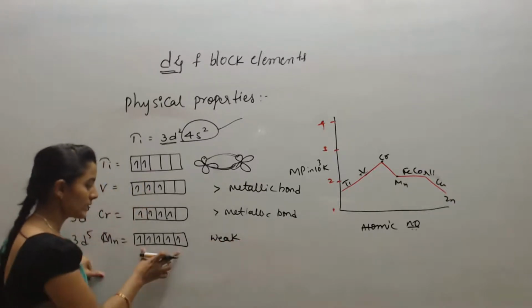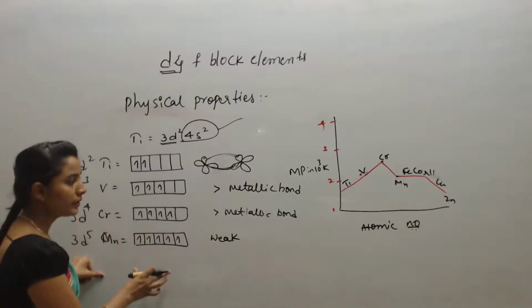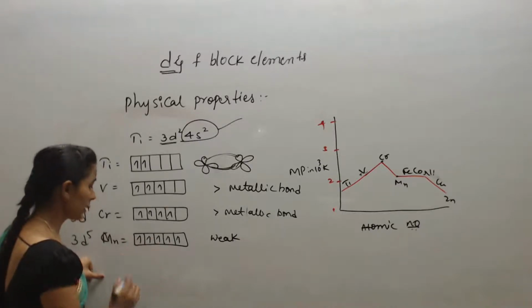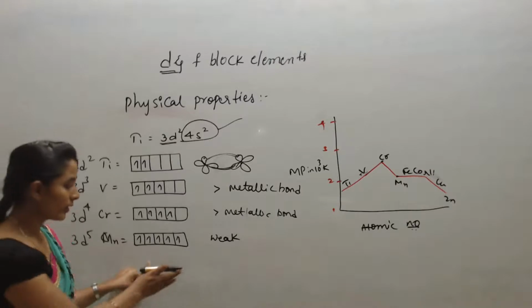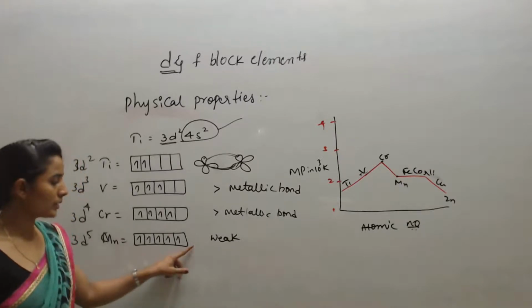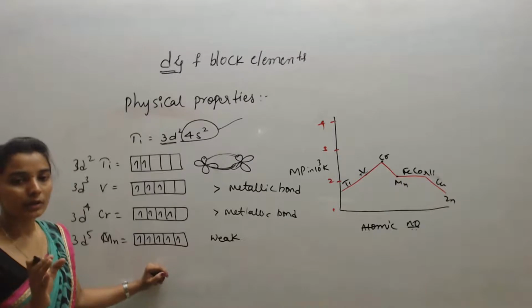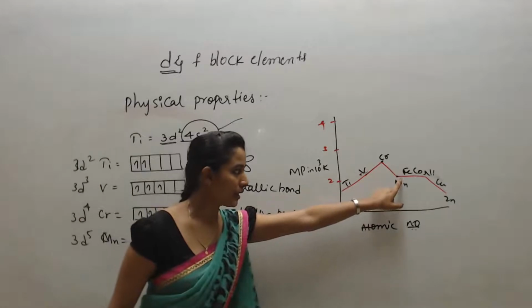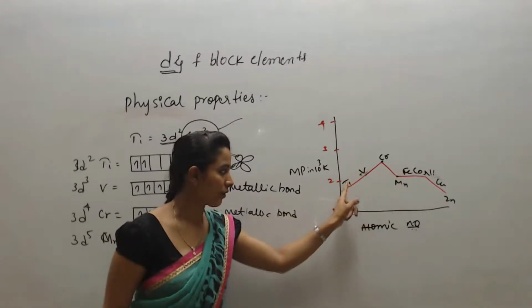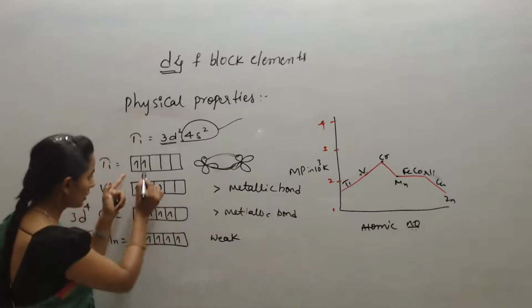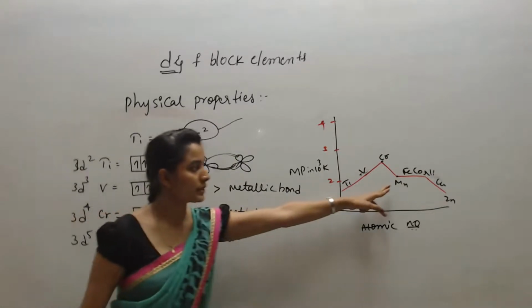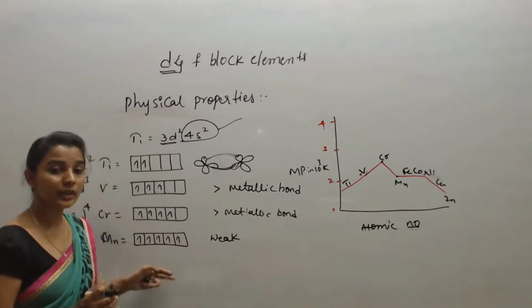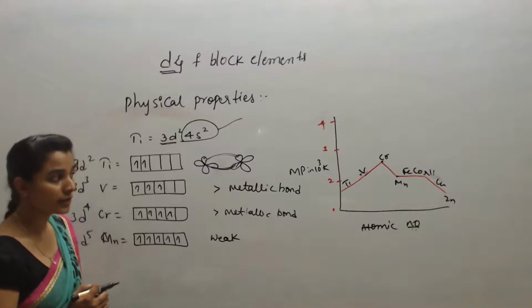Why is it weak? Because it has a half-filled configuration. Half-filled configuration is stable, so it doesn't want to break the stability of those orbitals. That's why it does not readily form a metallic bond. Not never form, it will form, but the bond is very weak. That's why here the melting point decreases. Okay, this is the graph. After chromium, it increases due to increasing unpaired electrons. For manganese it decreases even though unpaired electrons are more. Why? Because it attains a stable configuration, that is half-filled configuration.